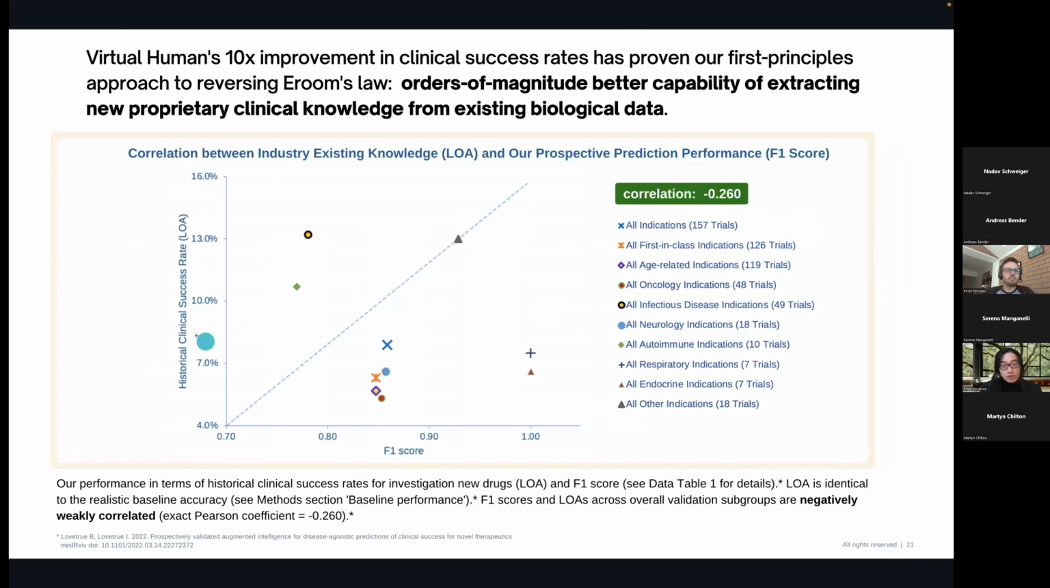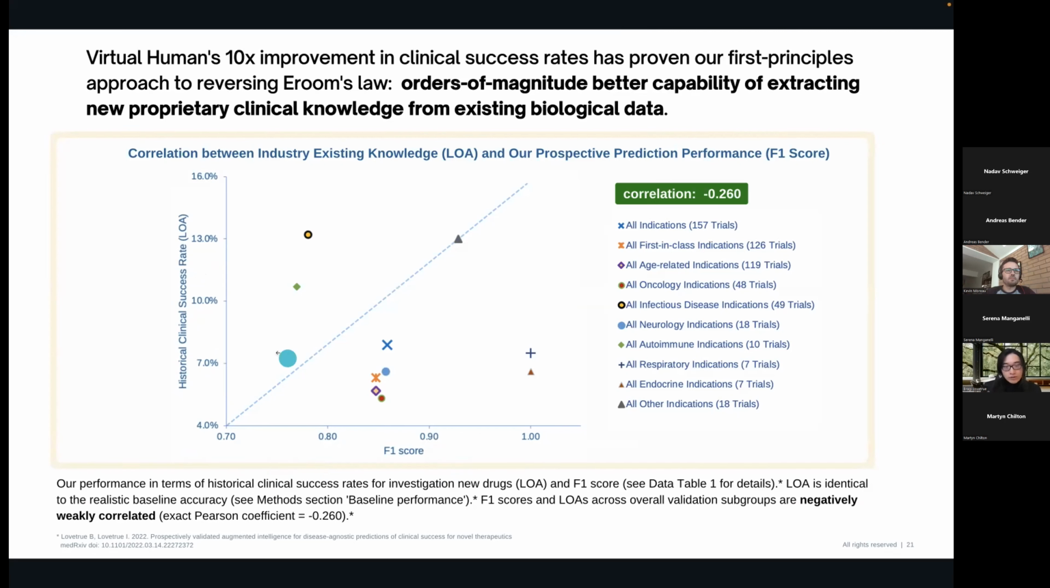So we also did a correlation analysis to try to find out what the major contributors are to this across-the-board drastic improvement in prospective clinical success rate, especially in the accuracy of prospective clinical efficacy and toxicity prediction. As you can see, the correlation between the F1 score of our predictions and the historical clinical success rate is actually a weak and negative correlation.